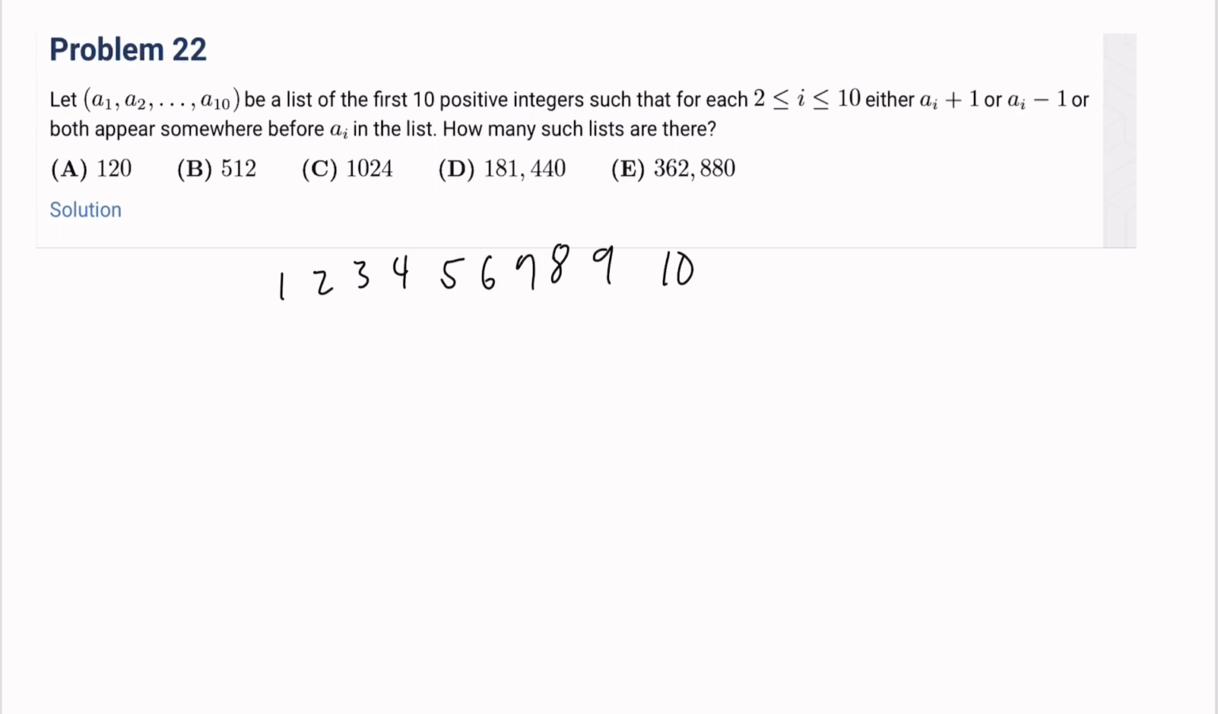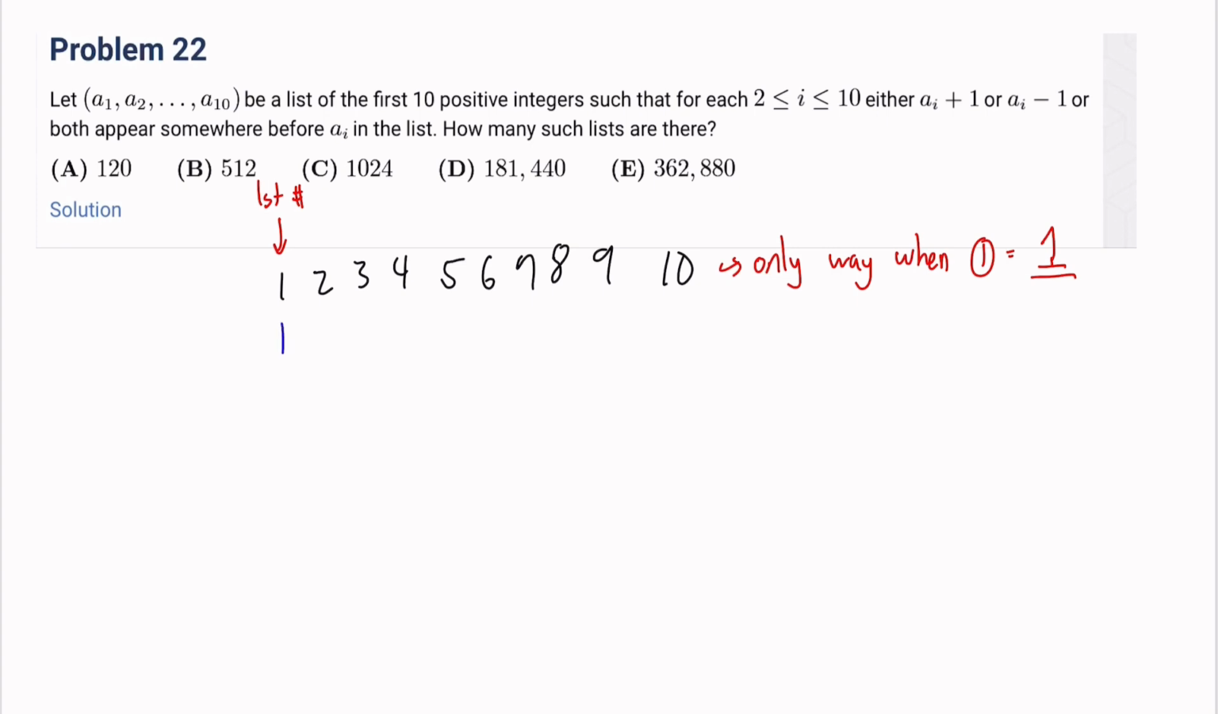And that works because for every number a_i, a_i minus 1 is in front of a_i when i is greater than or equal to 2, right? And it turns out that this is the only way to do this when the first number is 1.